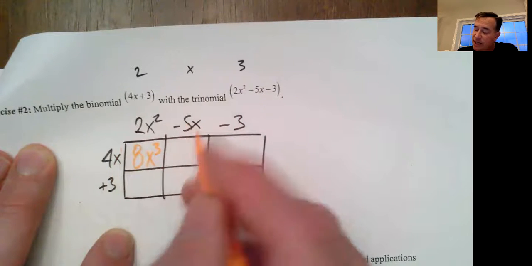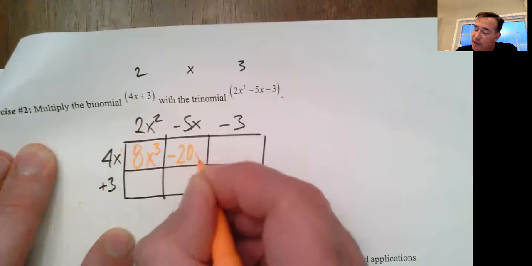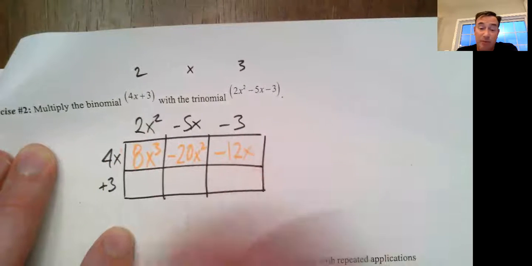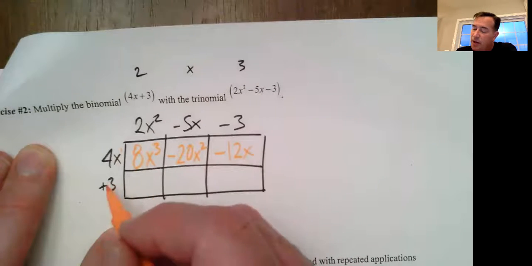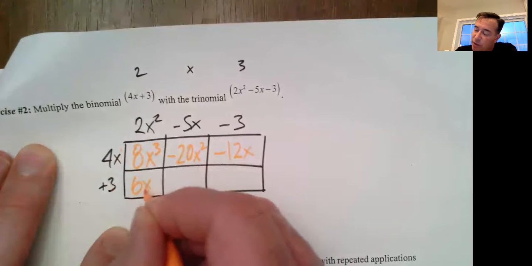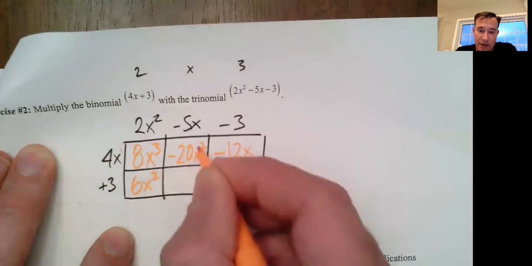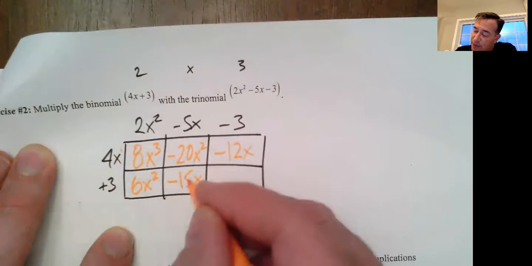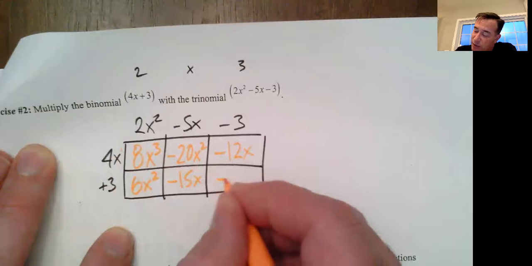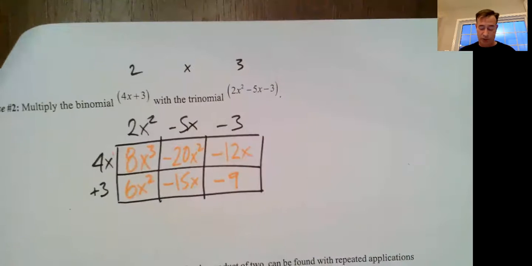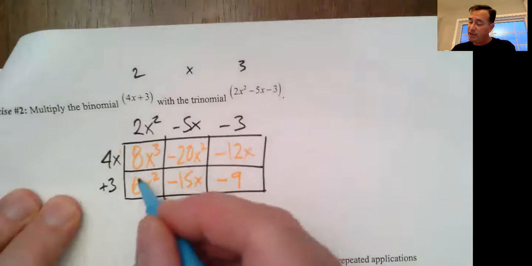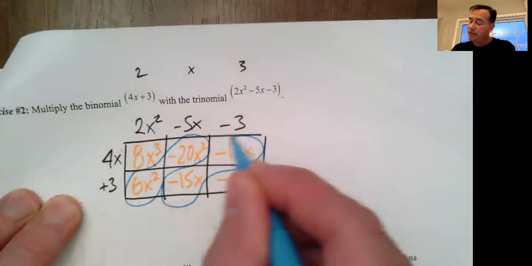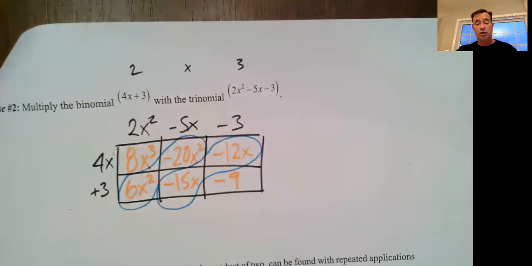So 4x times negative 5x is negative 20x squared. 4x times negative 3 is negative 12x. Numbers are starting to get bigger, which I think is kind of cool. 3 times 2x squared gives me 6x squared, and if you notice, its like term is diagonal there. 3 times negative 5x is negative 15x, same thing. And positive 3 times negative 3 will give you a negative 9 here. So as we look at those diagonals and see, well, there's a set of like terms, there's a set of like terms, it gives us a way to combine our things and know what we're going to be doing.